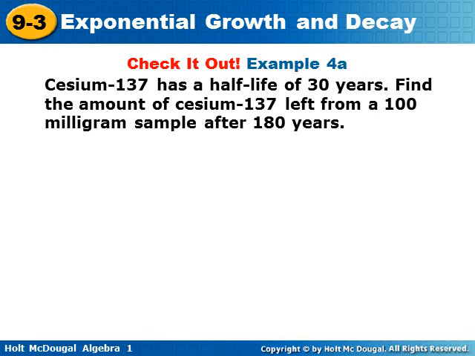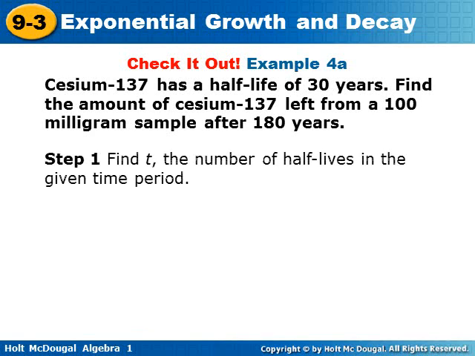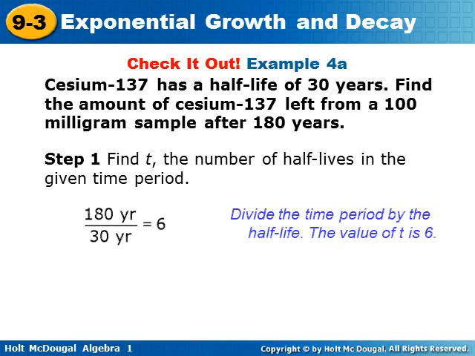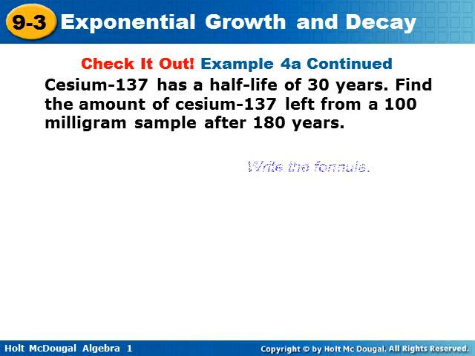Cesium-137 has a half-life of 30 years. Find the amount of cesium-137 left from a 100 milligram sample after 180 years. This one's for you to try on your own, and then you can check back for your answer. So we have to find T, the number of half-lives in the given period of time. So 180 years divided by 30 years is 6. There will be 6 half-lives.